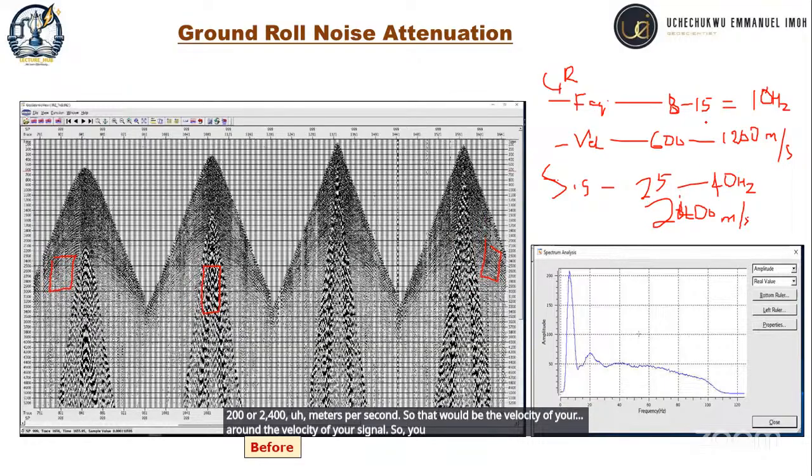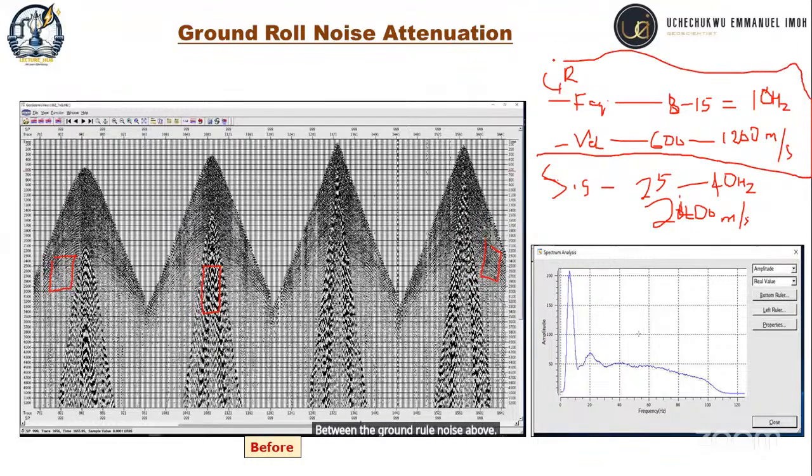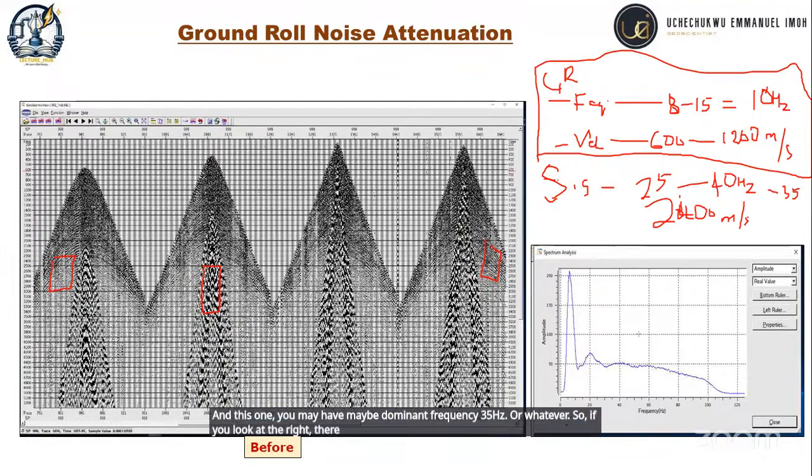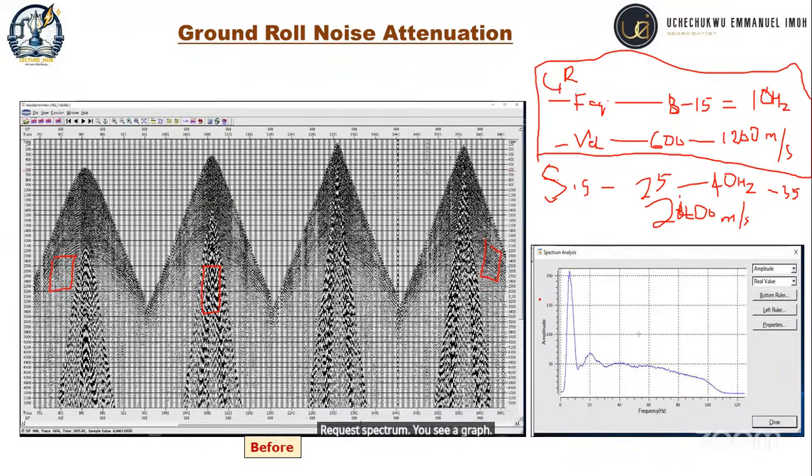So you can see there's a significant difference in property between the ground roll noise above and your signal in terms of wave property. This one is having a frequency around 10 hertz, and this one you may have a dominant frequency of 35 hertz or whatever. If you look at the right, there's what we call the frequency spectrum. You see a graph of amplitude against frequency on the right, derived from this shot gather you're seeing on the left.